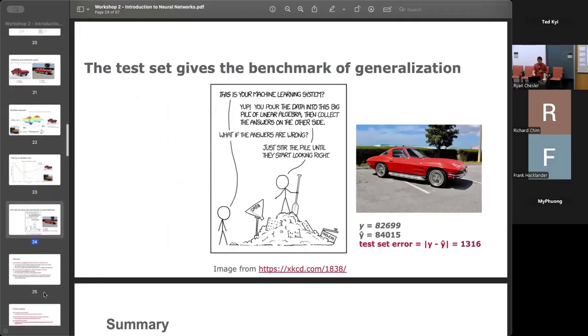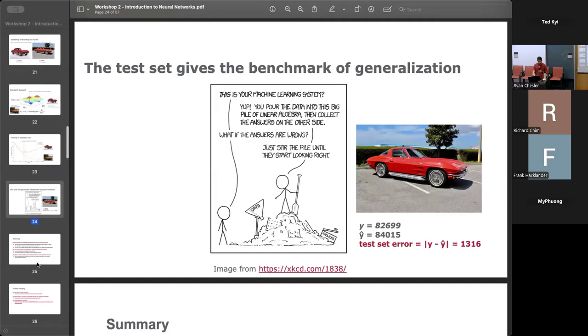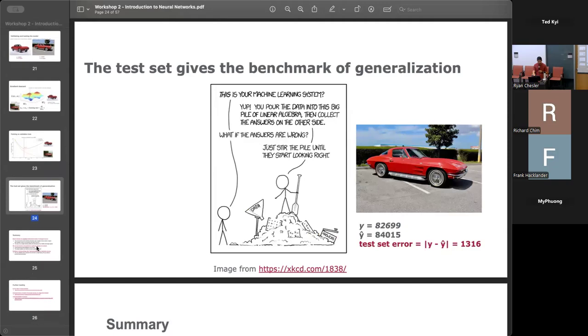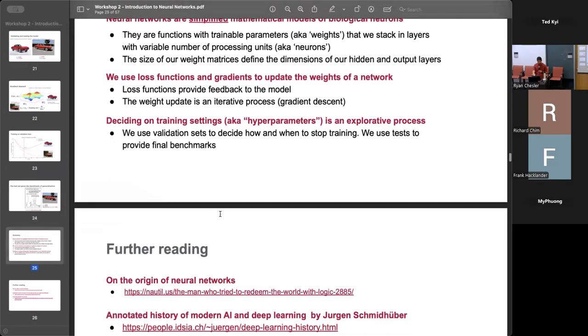So they have this XKCD comic in here. They have a bunch of good ones on there.